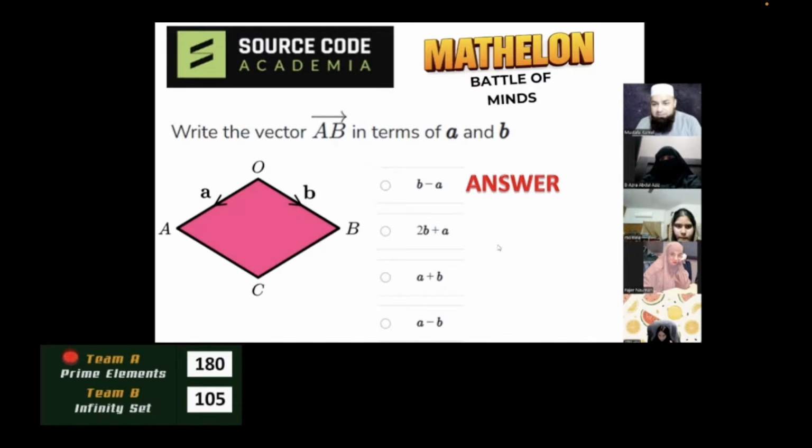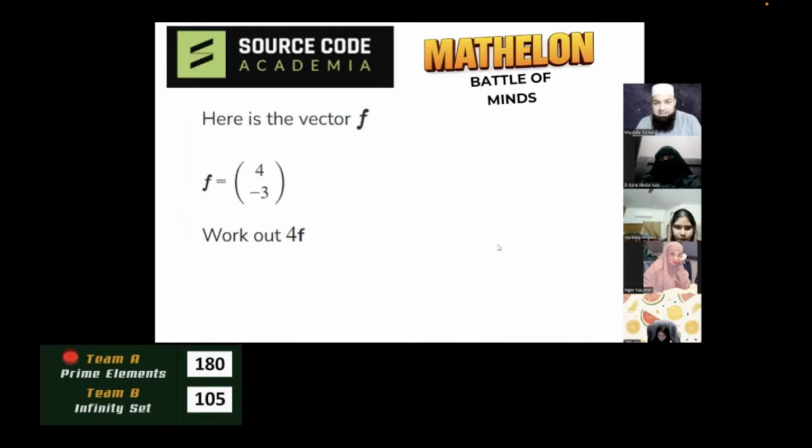Your first question comes, Momina. Okay. Here is the vector f for -3. You need to work out f. Sir, wait, I got 4f is equal to 16 minus 16 and minus 12. 16 minus 12 is the correct answer.